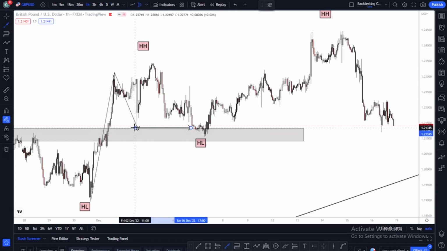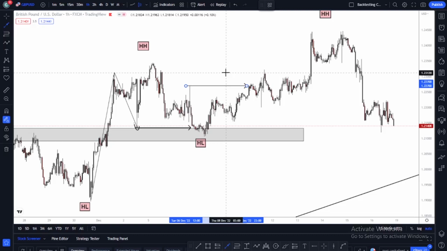So after price created this higher high, what did it do next? It came down, created this lower high, this H1 lower high. And what did it do? It finally broke our H1 higher low. So after it broke our H1 higher low, what did I wait for? I waited for a break of structure above this H1's lower high. That's what I waited for.